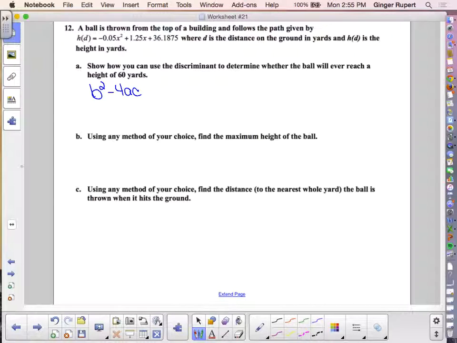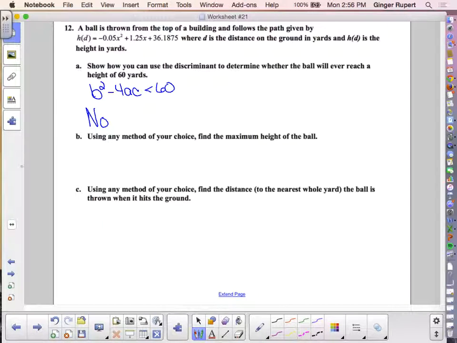If that is less than 60, it will never reach that. Why? Because that means the discriminant is below that 60 value. So when I substitute all the values in there, actually I didn't multiply that all out here, but the answer actually came out to no.